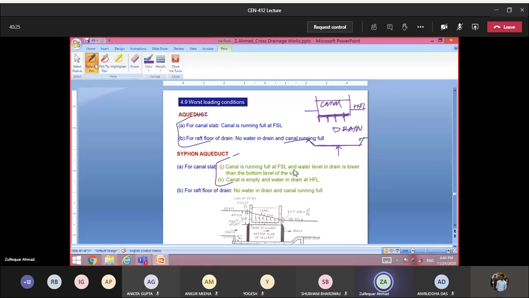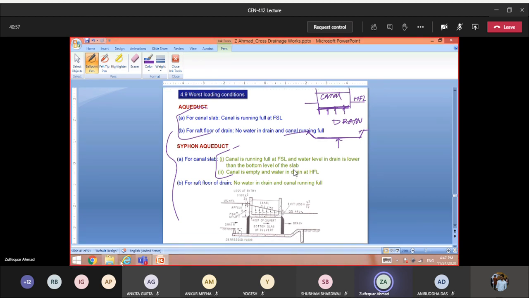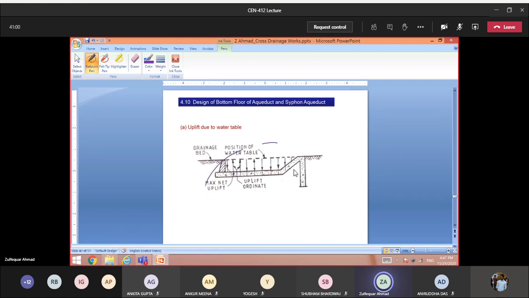So in the case of the siphon aqueduct, the bed of the drain and the canal is being depressed, and that's why the groundwater table is active. So that is to be checked. I have discussed this worst condition for the design. This is from the structural part. You have to provide this information to the structural engineer so that he can design this slab accordingly. This one also I have discussed, with the uplift due to the groundwater table.